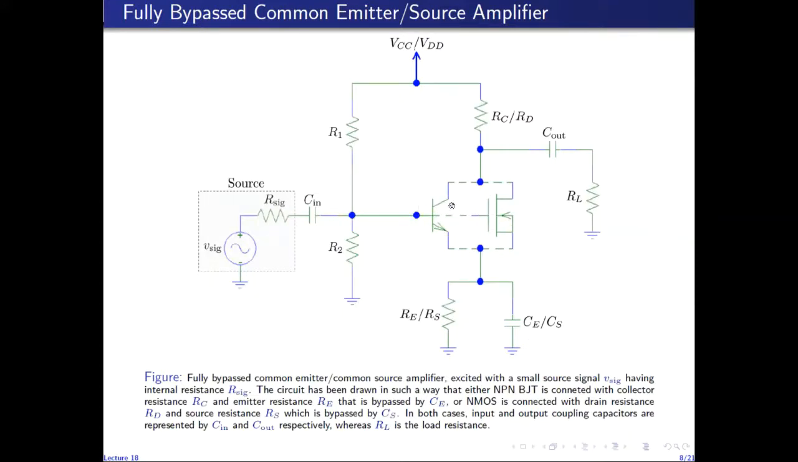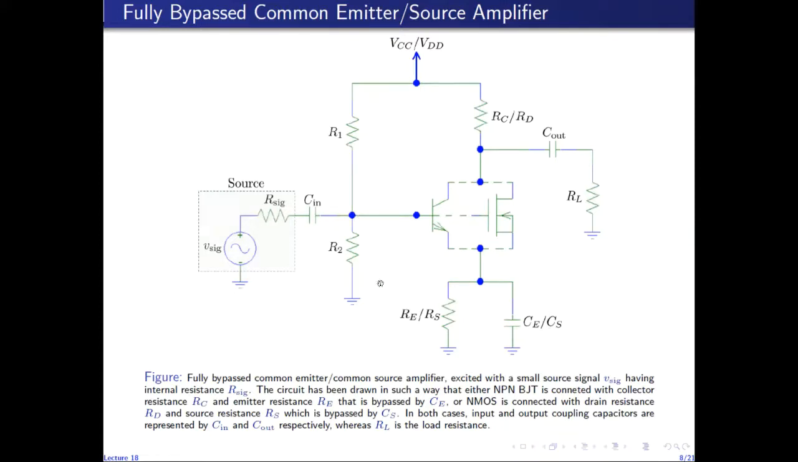So if BJT is inserted into this network, then it is biased by RE in the emitter branch, RC in the collector branch, and it is powered by VCC, and it is bypassed by the capacitor CE. If an NMOS is inserted into this network, then it is biased by RS in the source branch, RD in the drain branch, it is powered by VDD, and it is bypassed by the capacitor CS.